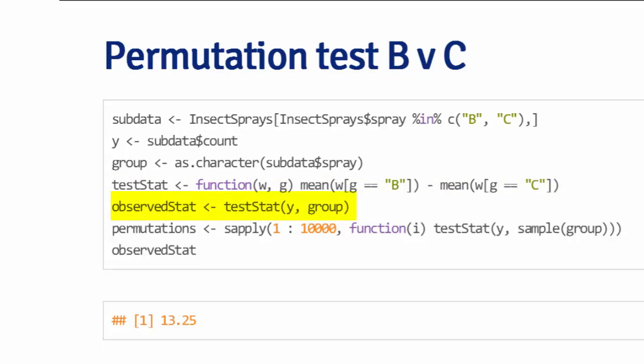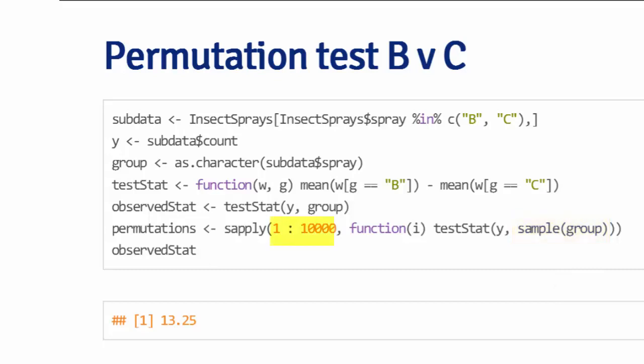My actual observed statistic is just my test stat applied to my outcome and group. Here the two are lined up correctly. Now I'm going to break that lineup by permuting. So now when I apply my test statistic, I'm going to give it my y, but my group label permuted. So I'm doing sample group, which permutes my group labels.